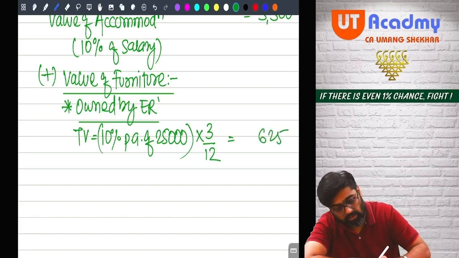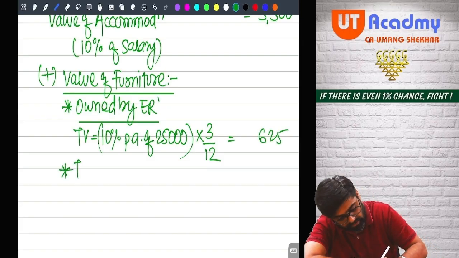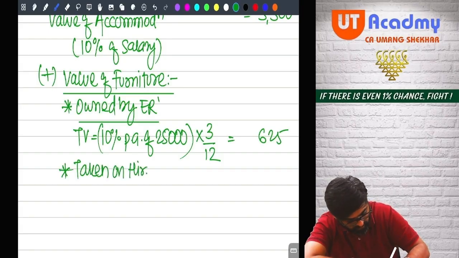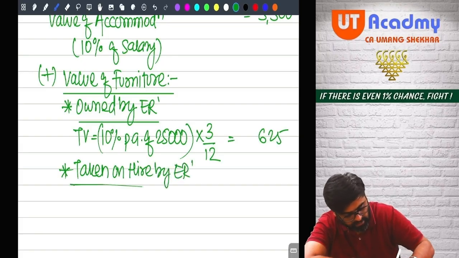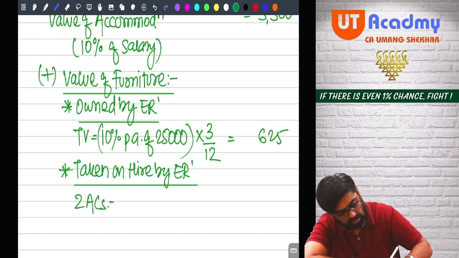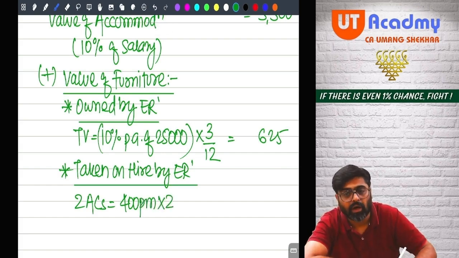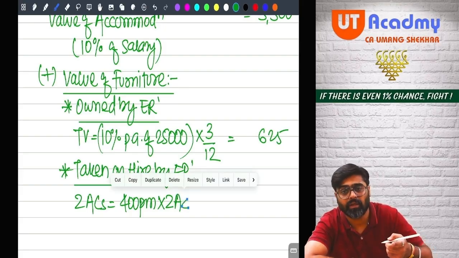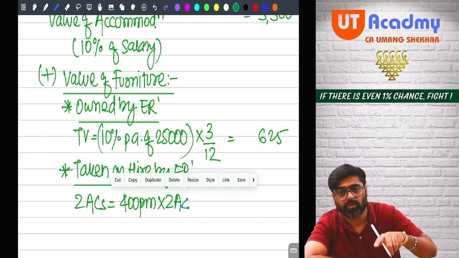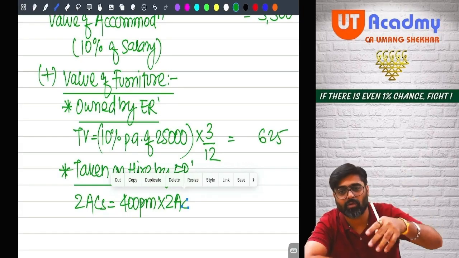Sure. Now that furniture which was taken on hire by the employer. Is there any such furniture? Yes, sir. There are 2 ACs. And for one AC, 400 per month is given. So for 2 ACs, how much will be given? 800. And such AC will be used for that period only, no, for which you are occupying the accommodation.